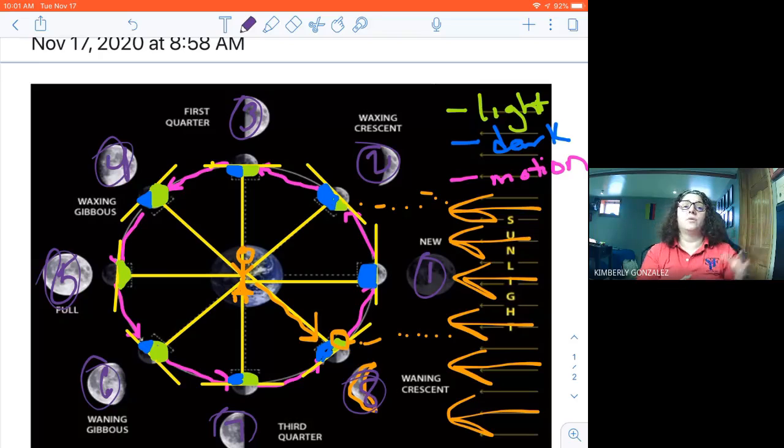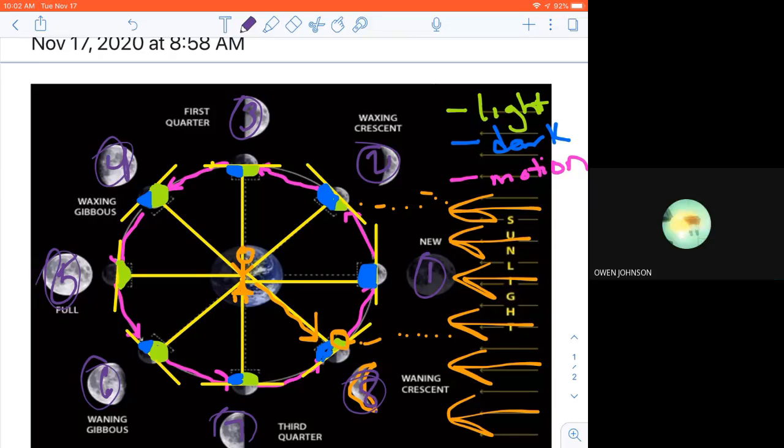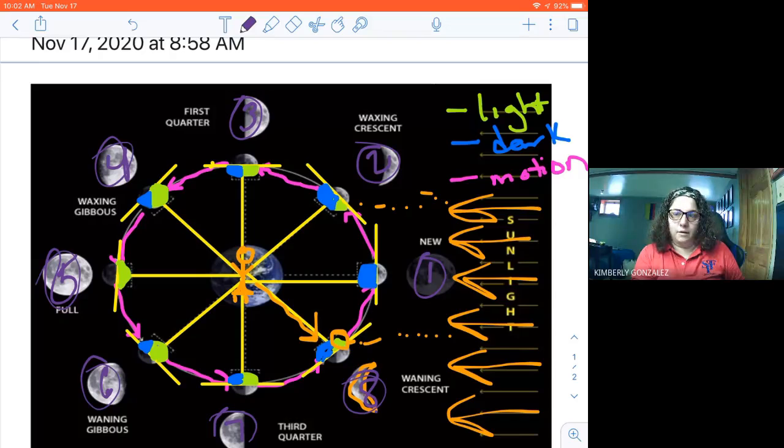I could even give you a blank version of this without all the lines and everything else and say to you, okay, draw position 6. Here's a circle. Show me what position 6 would look like. And you would have to fill it 3/4 to your left. Because if you filled it 3/4 to your right, it's a different version. Okay? That would be your waxing gibbous instead of your waning gibbous. Okay? Are you guys okay with that? Yes. Okay. All right.